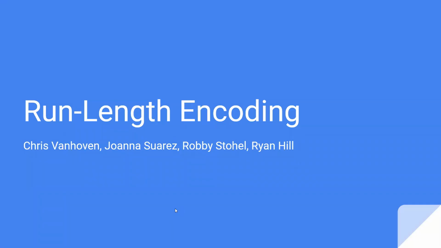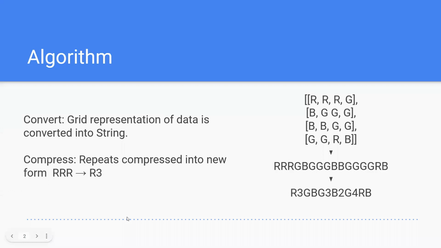All right, so our algorithm is run length encoding. The idea behind this algorithm is that it takes the bitmap for things like videos or images and compresses them. So in this case, we have a grid that's converted into just a string based on everything in the grid, and then the sequential characters are compressed using the initial character and then just how many there are.